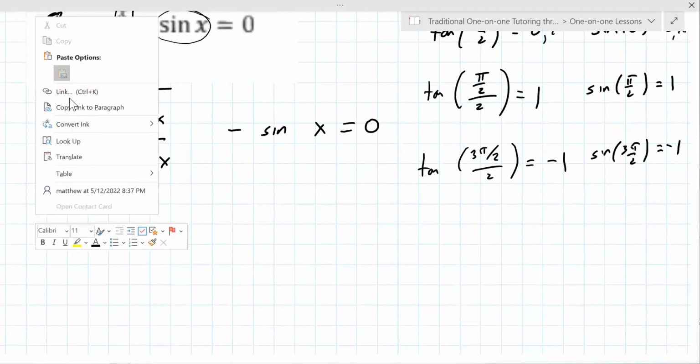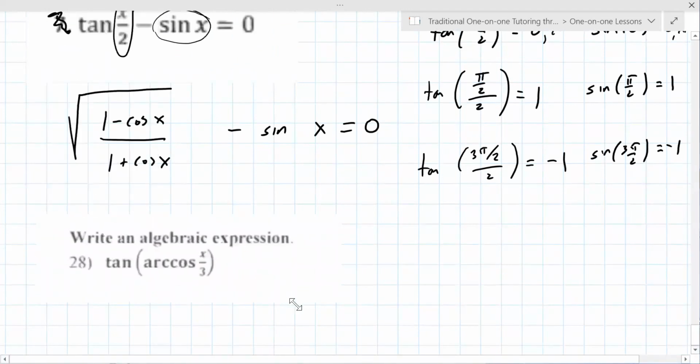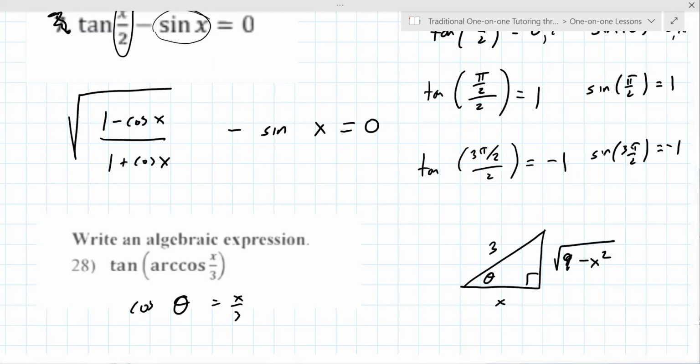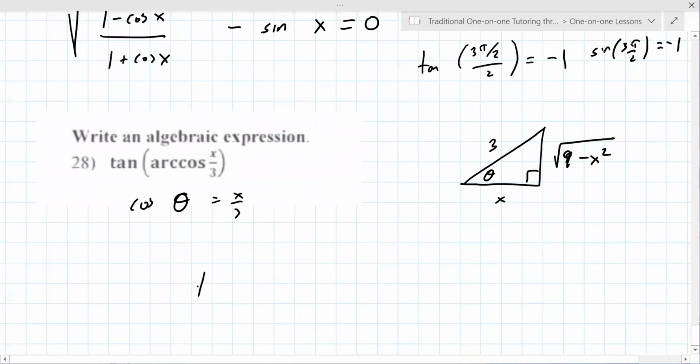The other problem here is a lot like the one that we did, where you make this theta. And so your cosine of theta is x over 3. And then this becomes 9 minus x squared using your Pythagorean theorem. So then the tangent of theta is from this right over here.